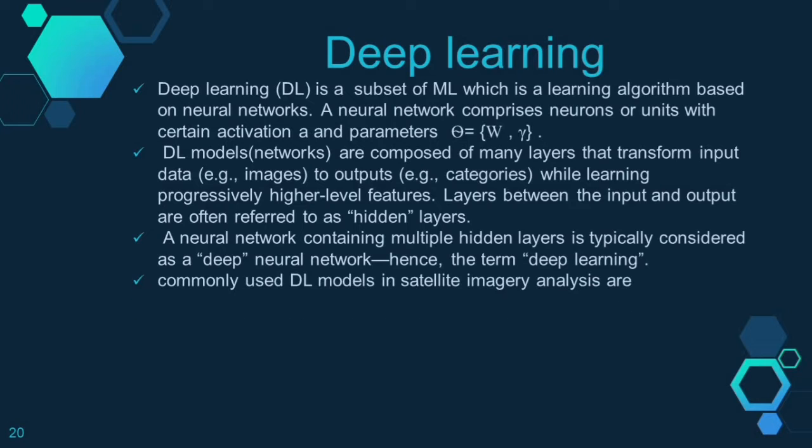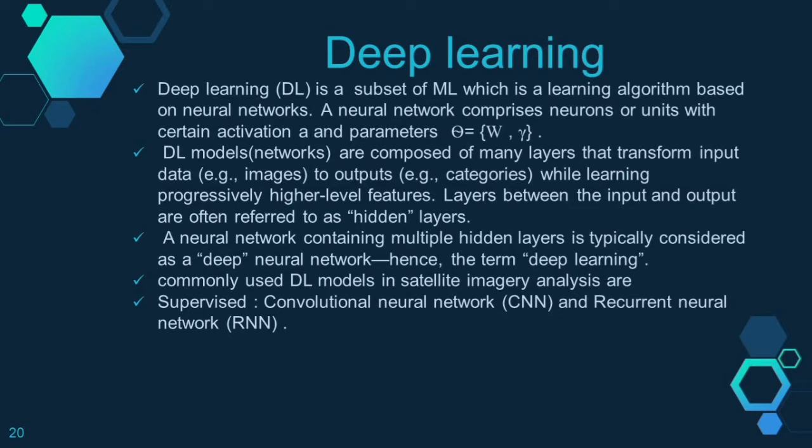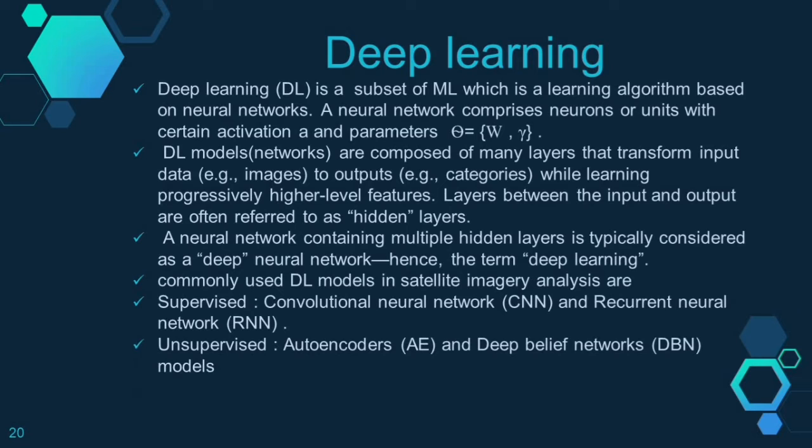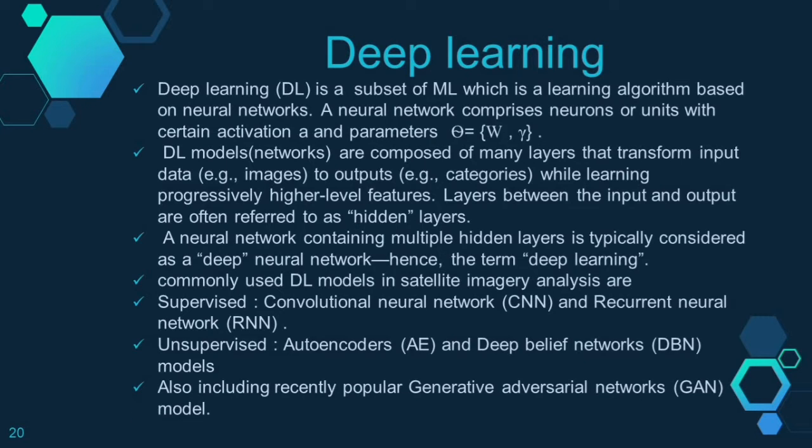Commonly used DL models in satellite imagery analysis are supervised, that is convolutional neural networks and recurrent neural networks, that is RNN, and unsupervised, that is autoencoders and deep belief network models. These also include the recently popular generative adversarial networks, that is the GAN model.